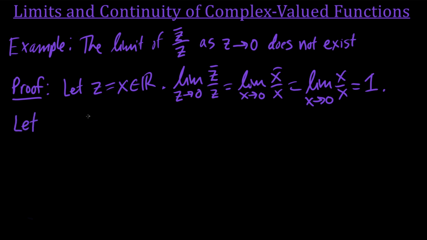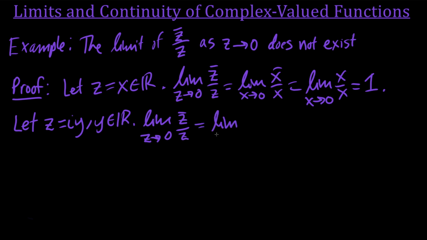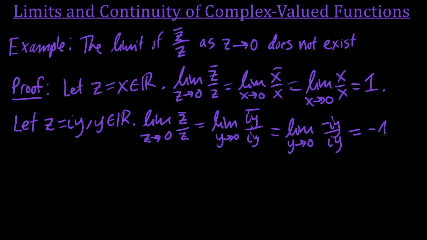Now let's approach it along the imaginary axis. So let z equal iy, where y is a real number. Then the limit as z approaches 0 of z conjugate over z equals the limit as y approaches 0 of the conjugate of iy over iy, and the conjugate of iy is negative iy, so this equals the limit as y approaches 0 of negative iy over iy, which equals negative 1.